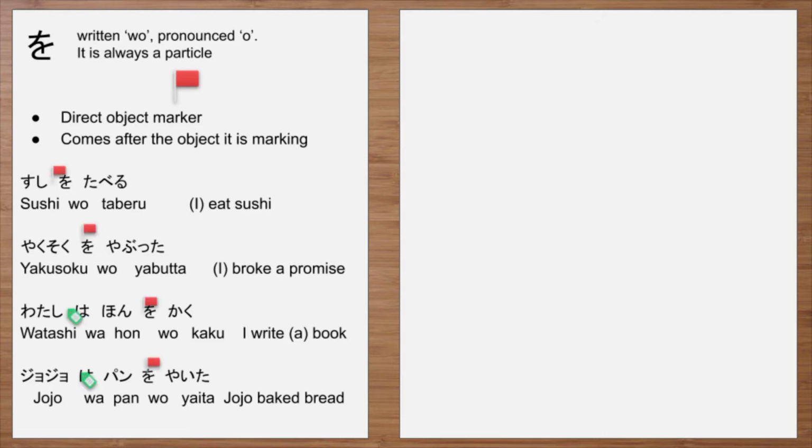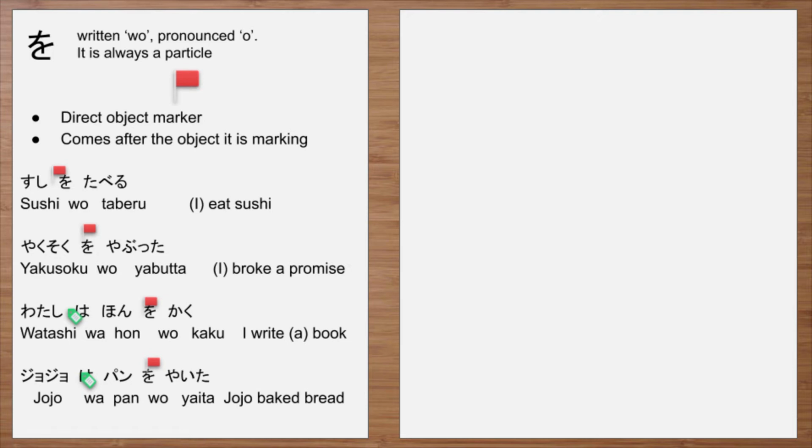Sushi o taberu. Sushi is being marked as the thing that is receiving the action eat, so we mark it with o. If you just say sushi taberu, they'll probably understand you, but you want to be clear in your sentences. Let's look at the next one. Yakusoku o yabutta. I broke a promise. What is being broken? The promise.